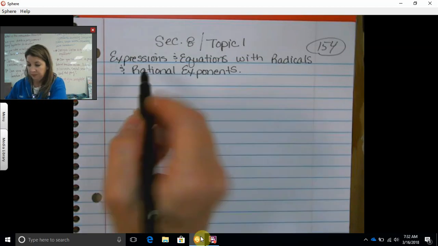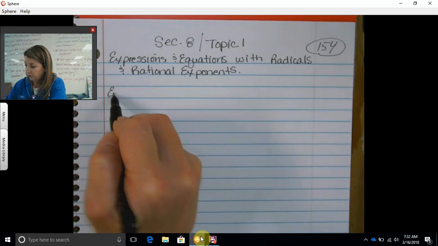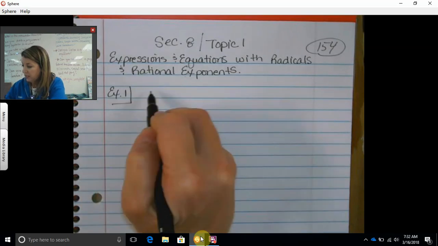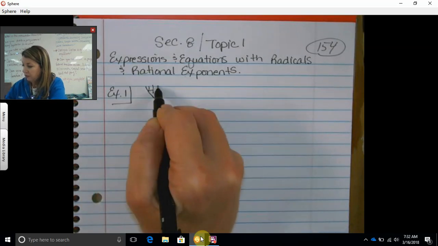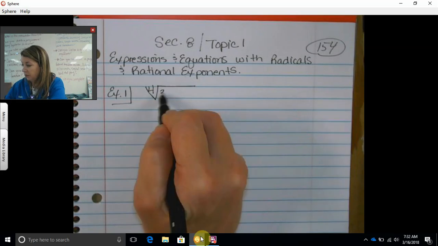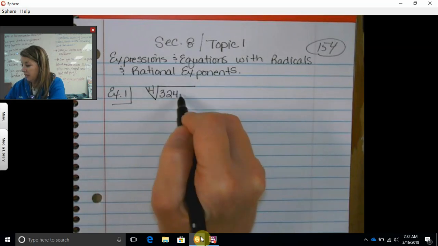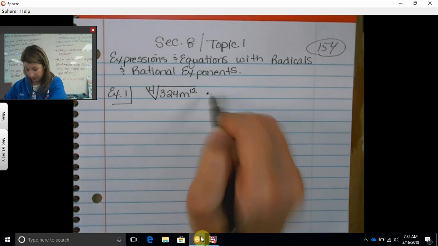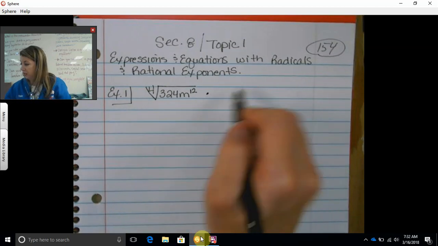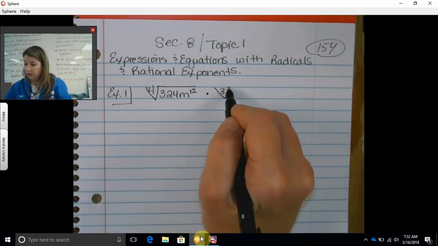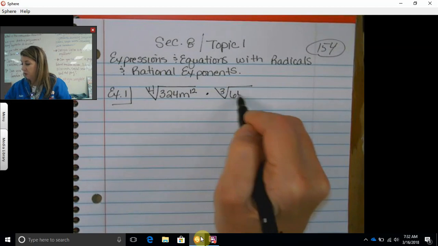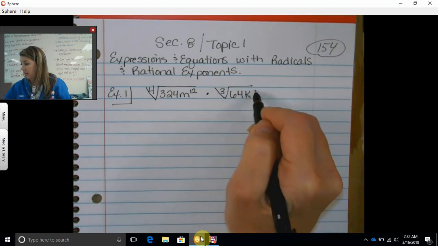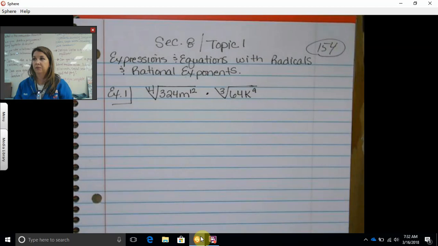All right, example 1. We are taking the fourth root of 324 m to the 12th times the cubed root of 64k to the 9th.